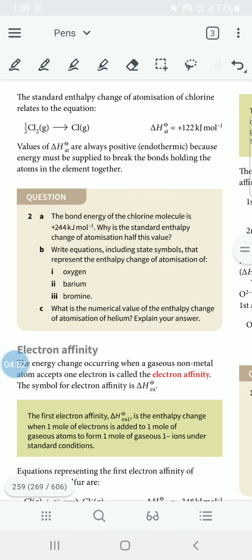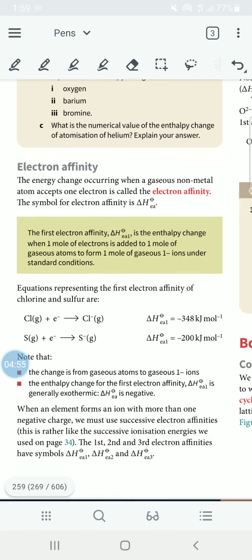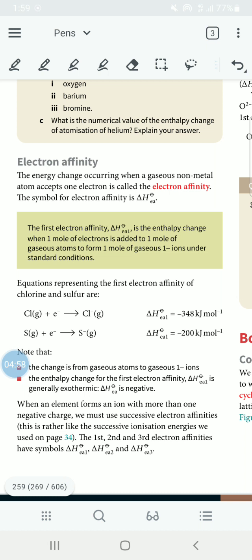Then let's move to electron affinity. Electron affinity, once again, there is a definition. But electron affinity is something that you have to be very careful about, because it has different definitions depending on which electron affinity we are talking about. Basically, it is the energy change which occurs when a gaseous non-metal atom accepts one electron. Why do we say non-metal? Because metal ions do not accept electrons. Here it is becoming negative. Accepting one electron is called electron affinity, right?